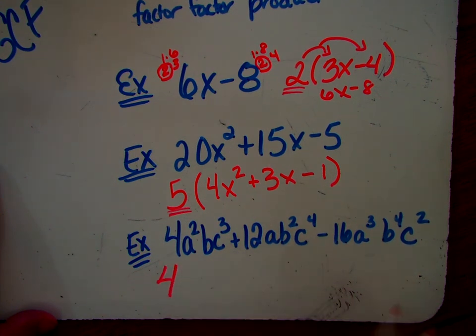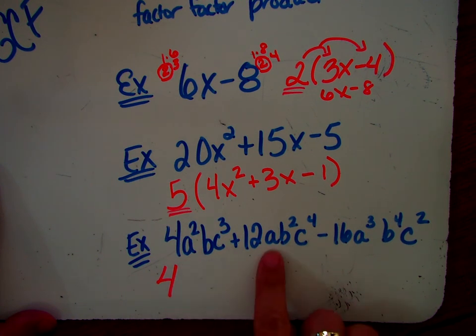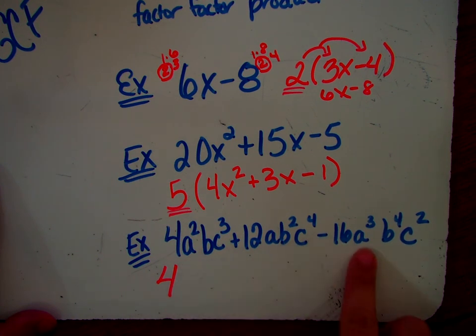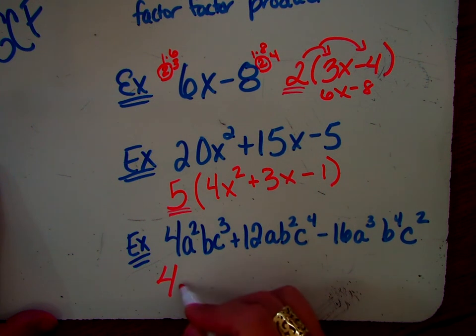Once you're done with the numbers, move on, and you're only going to look at the a's. So this term has a squared. This term has a. This term has a cubed. I want you to think about it like this: if I have $5 in my pocket, you can't take $20 from my pocket because I don't have it. I only have 5 to give you. So I can only take 1 a because this term only has 1 a to give me. So I'm going to take an a out.